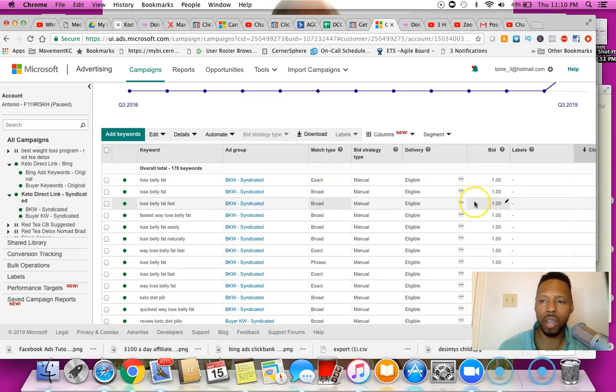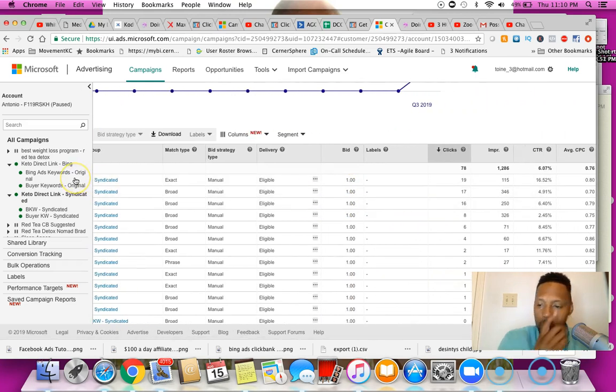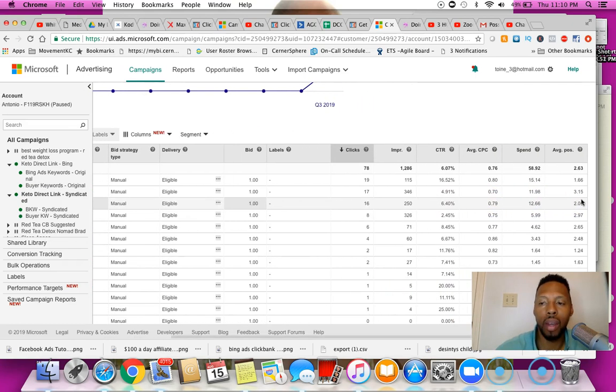And see here for the syndicated, I didn't even change the bid. I got $1 here. So definitely the Bing traffic costs a little bit more, but I can make that bid a lot smaller, being that I'm starting to get those clicks. And that way my cost per click will be lower. And I can do the same thing here.